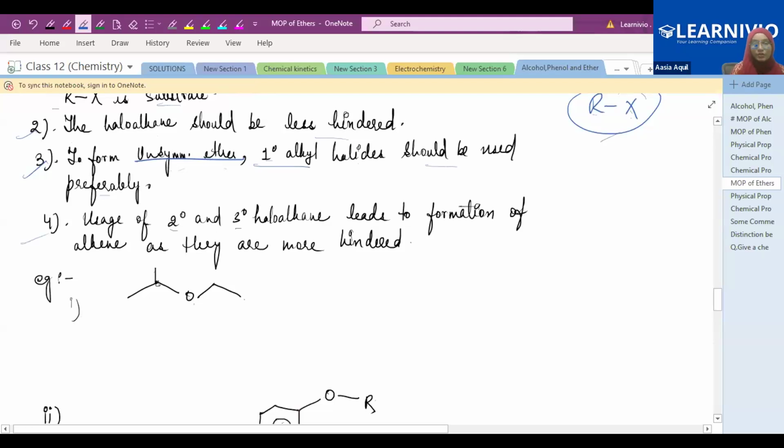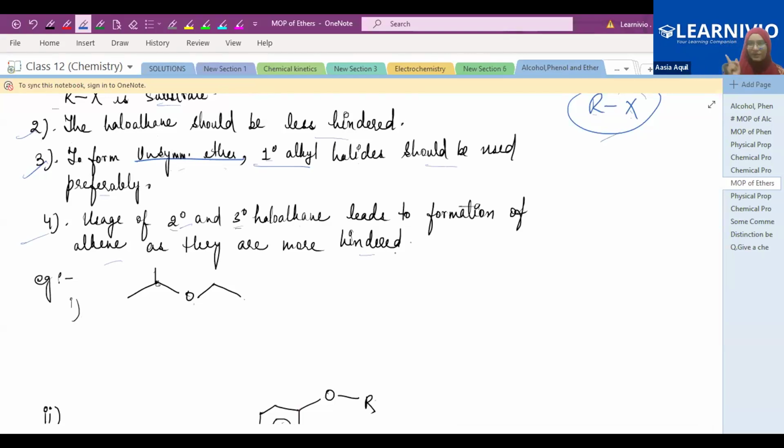Fourth one, usage of secondary and tertiary haloalkane leads to the formation of alkene as they are more hindered. Okay, that's what I told you. Because if you use the secondary and tertiary haloalkane, there are more bulky groups. And because of the bulky groups, there will be more steric hindrance. And due to that, an elimination reaction will happen. Other than a nucleophilic substitution reaction, the elimination reaction will take place, and due to the elimination reaction you will get alkene.